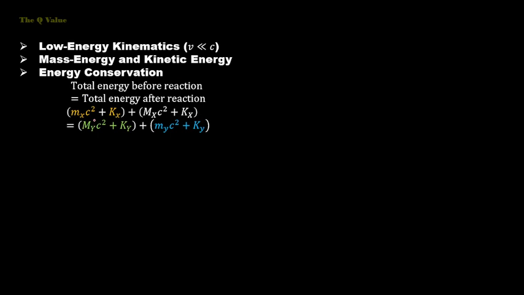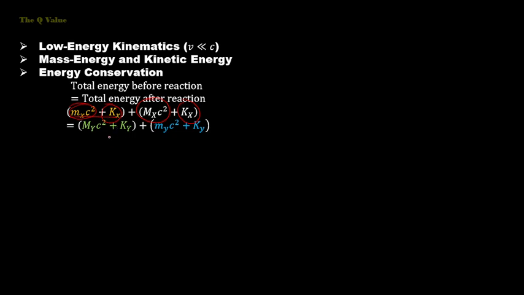What is the total energy before reaction? It is the sum of kinetic energies and mass energies of reacting particles. The reacting particles are the projectile and parent nucleus. So this is the total energy of projectile which collides with the parent nucleus. This is the mass energy and this is kinetic energy of the projectile, and mass energy of parent nucleus, and this is the kinetic energy of parent nucleus. So this is the total energy before reaction, which is simply the sum of kinetic energies and mass energies of reacting particles. This total energy before reaction is equal to the total energy after the reaction.